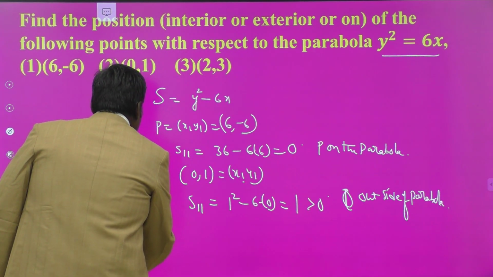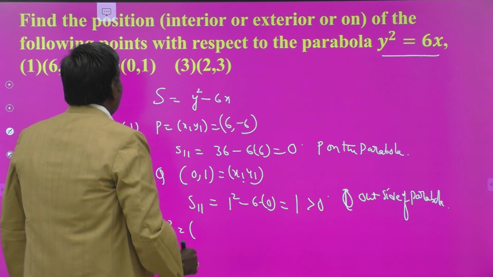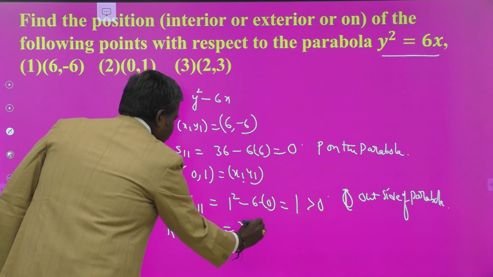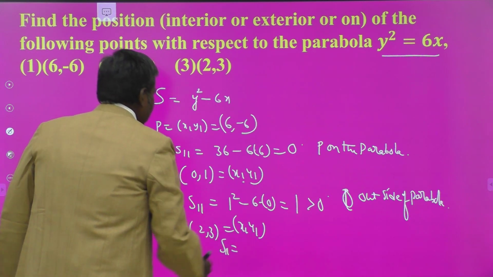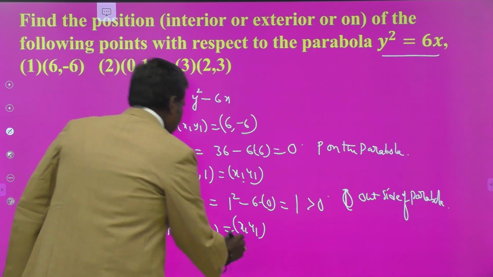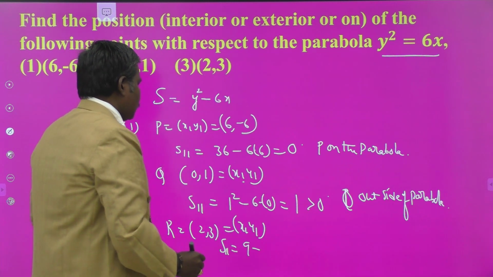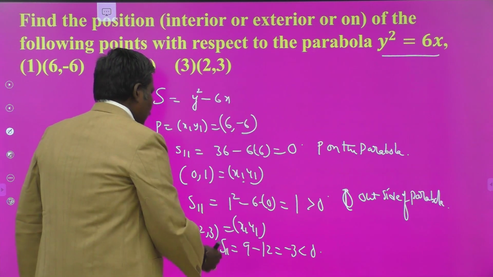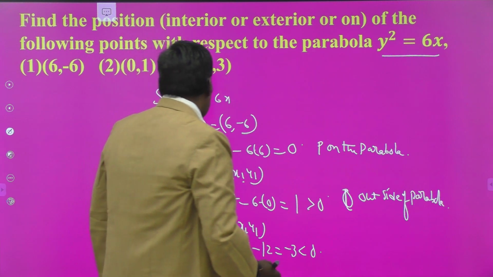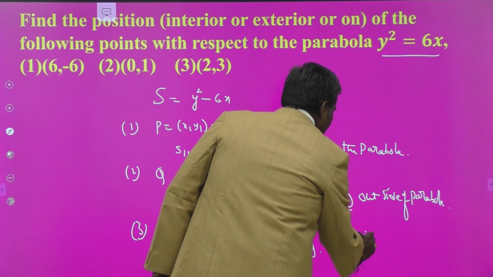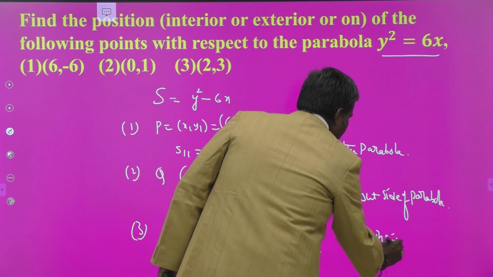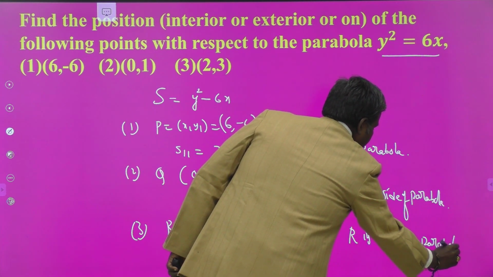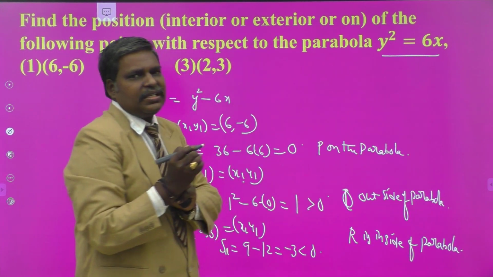Again, the third point is say R. What is R here? (2, 3). Now this is say x1, y1. What is your S11 now? Substitute the point. Y squared is 9, minus 2 into 6 is 12. 9 minus 12 is minus 3, which is less than 0. So S11 is less than 0. S11 less than 0 means R is inside of the parabola. So your point R is inside of the parabola.